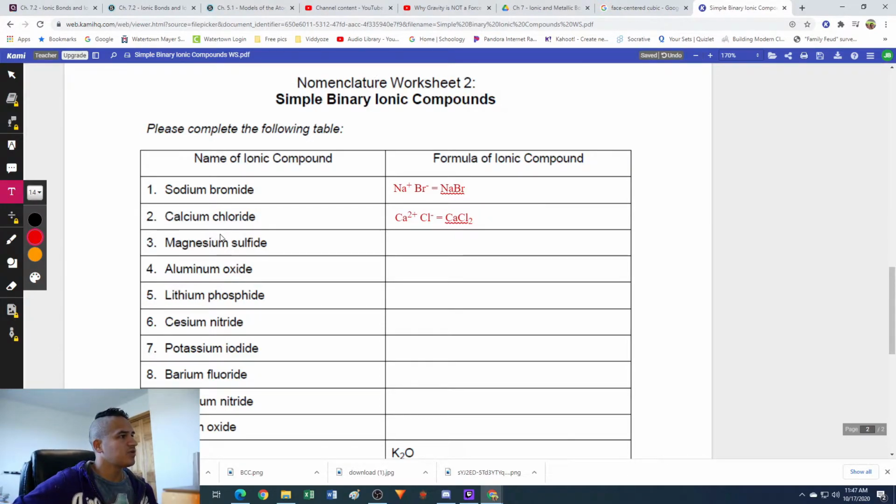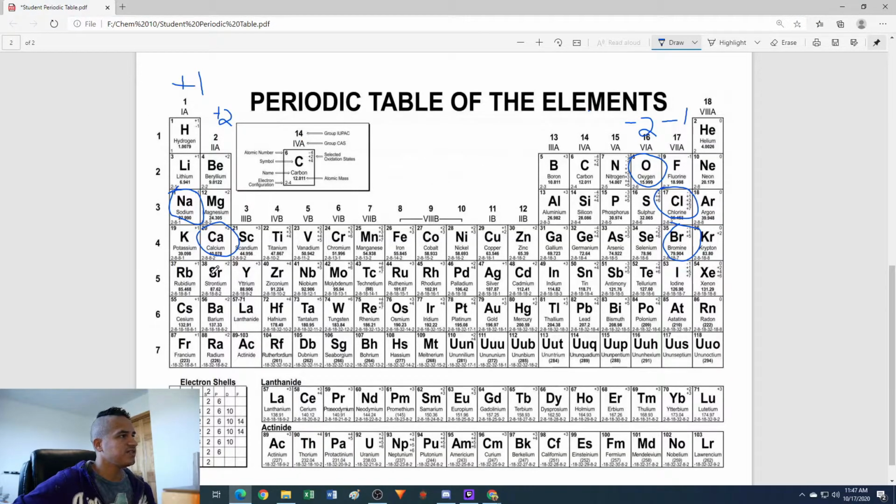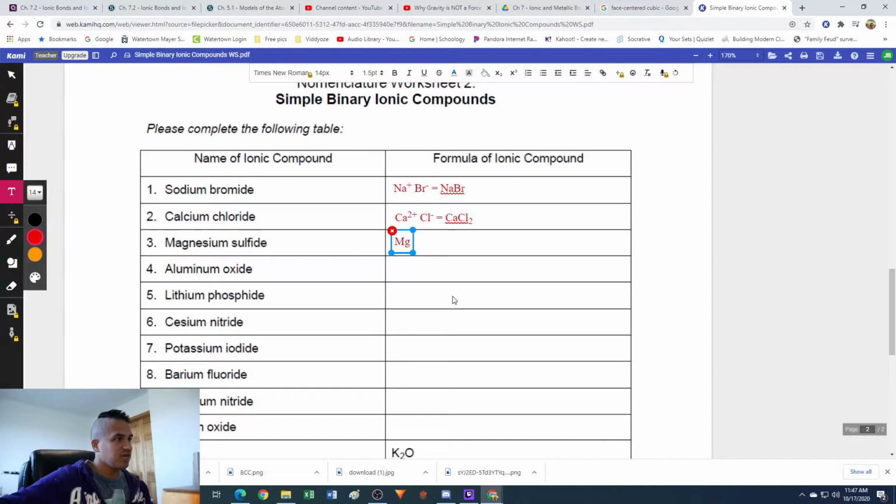All right, let's take a look at number 3, magnesium sulfide. Let's find magnesium on the periodic table, and sulfide is sulfur. Mg is magnesium, which is in column 2. Sulfur is in column 6, the same as oxygen. Let's erase some of these other ones so they're easier to see. So we have Mg, which is 2+, and S, which is 2 minus. Here is an example of what we were just talking about. First we have Mg, 2+, so let's write that in there. Then we have S, sulfur, which is going to be 2 minus.